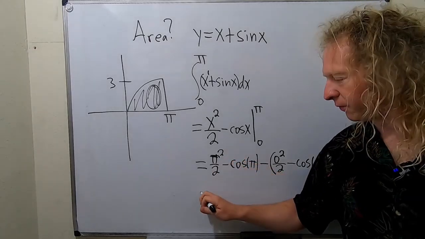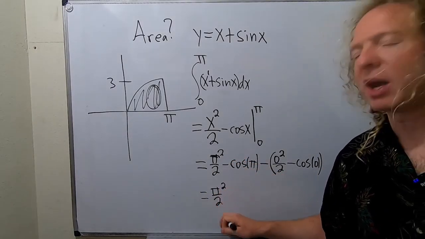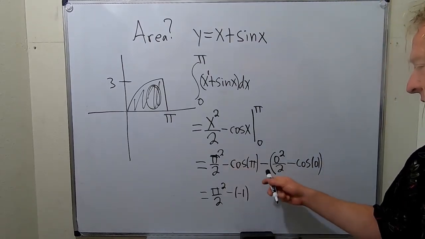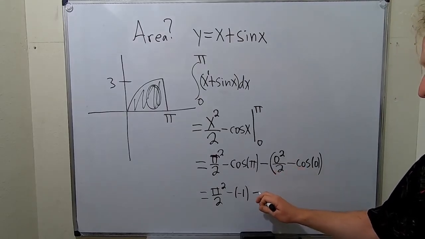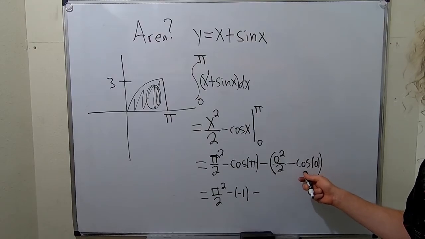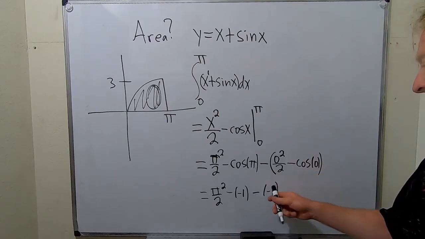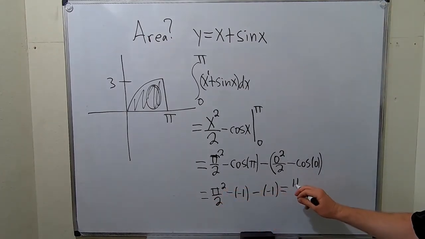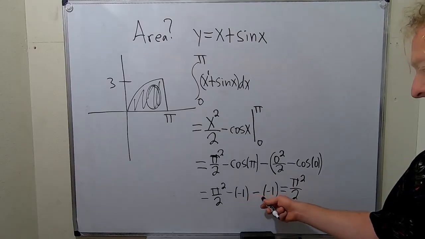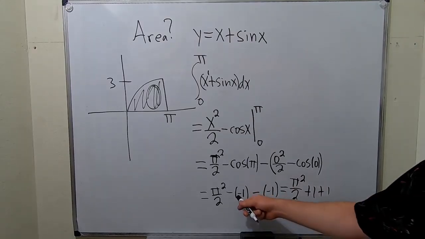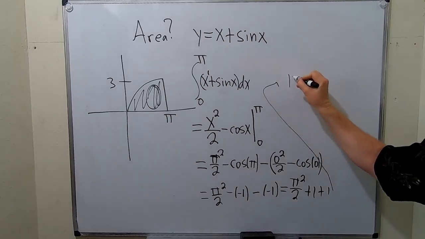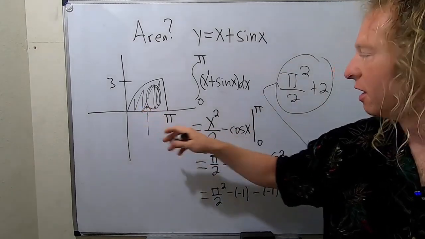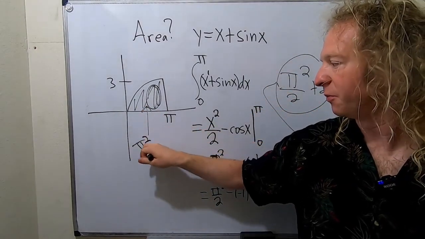All right, so you have pi squared over 2. Cosine of pi is negative 1, so this is minus negative 1. This is 0. Cosine of 0 is 1, so this is minus that, because this becomes 1. So this is equal to pi squared over 2, and then plus 1 plus 1, because both become pluses. So we end up with pi squared over 2 plus 2. So this is the area. This area here is given by pi squared over 2 plus 2.